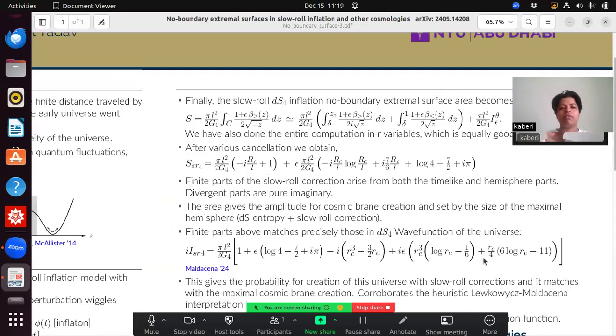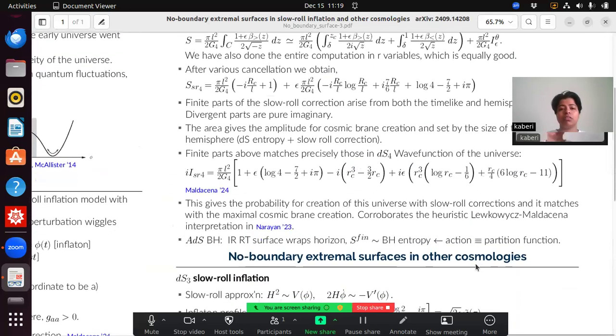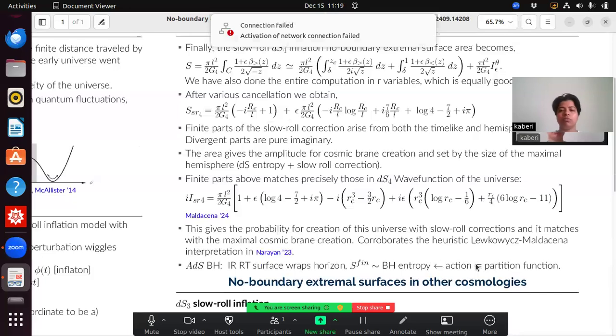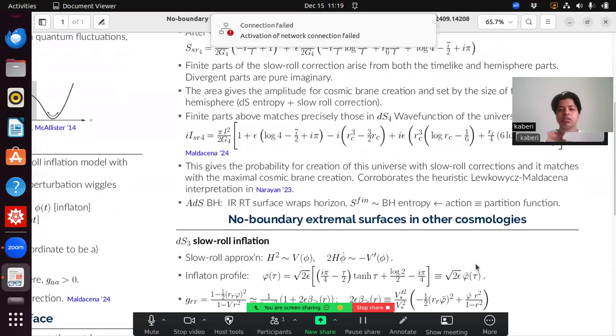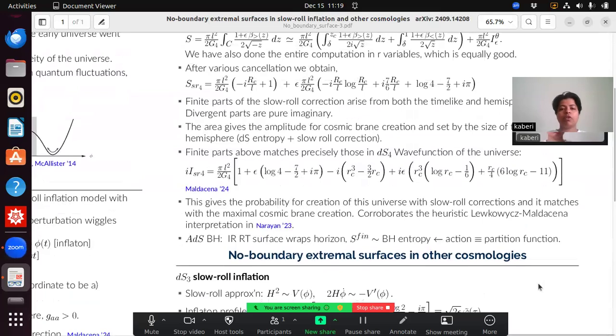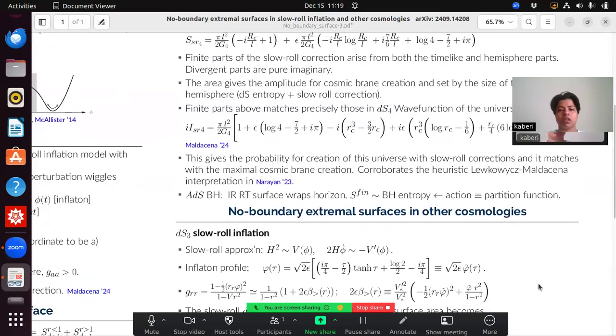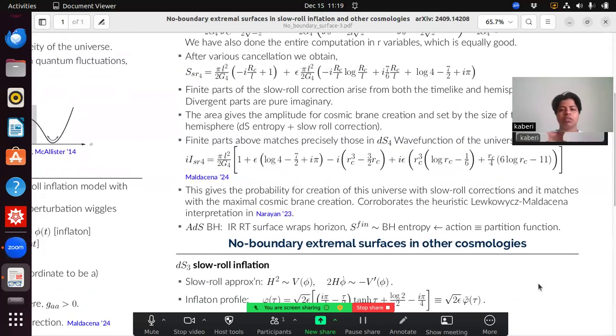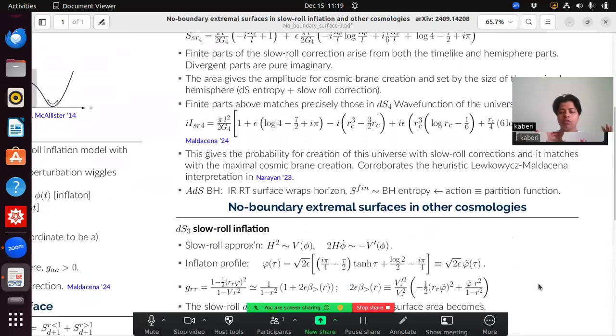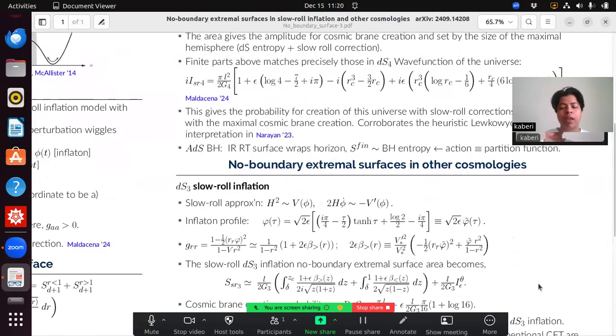So the result shows that the finite part of the slow roll correction to this area precisely matches the finite part of the de Sitter wave function of the universe. This further gives us the interpretation that the probability for creation of this universe with the slow roll correction precisely matches the maximal cosmic brane creation, which further corroborates the heuristic Lewkowycz-Maldacena interpretation given by Narayan in 23. To give it a context, we already know for the AdS black hole, the IR RT surface wraps the horizon, and the finite piece of that area is basically given by the black hole entropy.